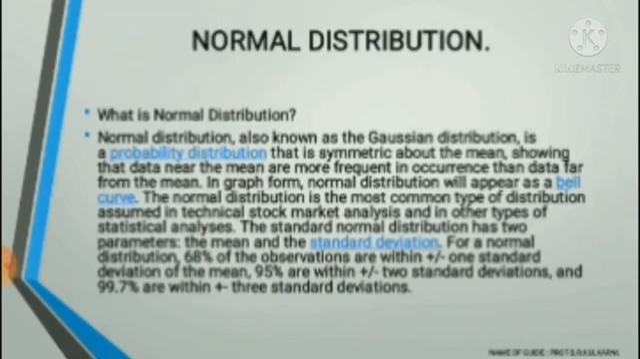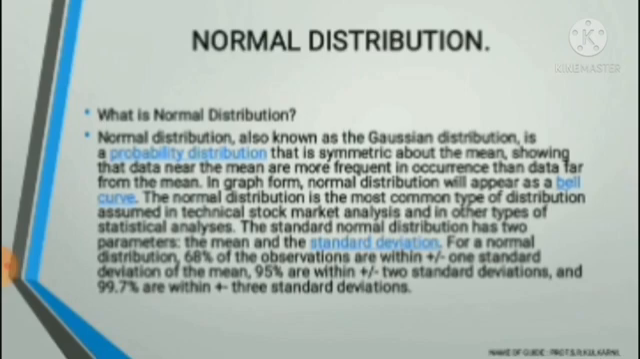Now let's see what a normal distribution is. Normal distribution, also known as Gaussian distribution, is a probability distribution that is symmetric about the mean, showing that data near the mean occur more frequently than data far from the mean. In a graph, the normal distribution appears as a bell curve.